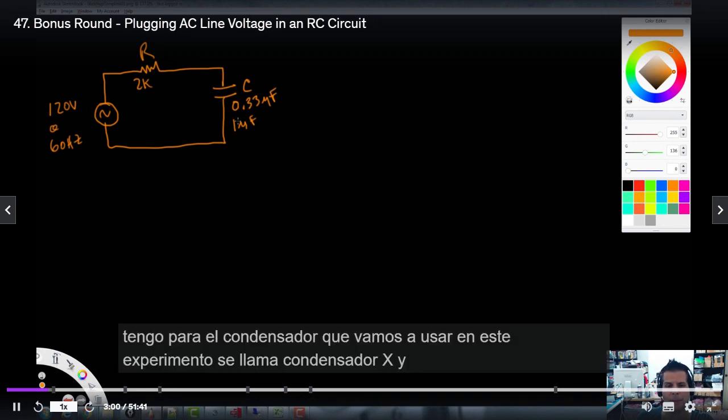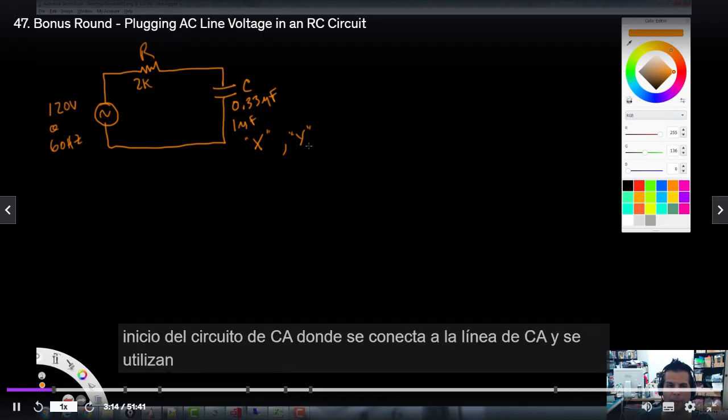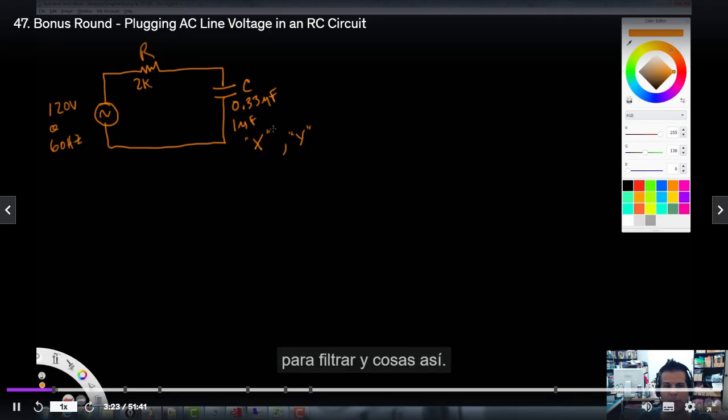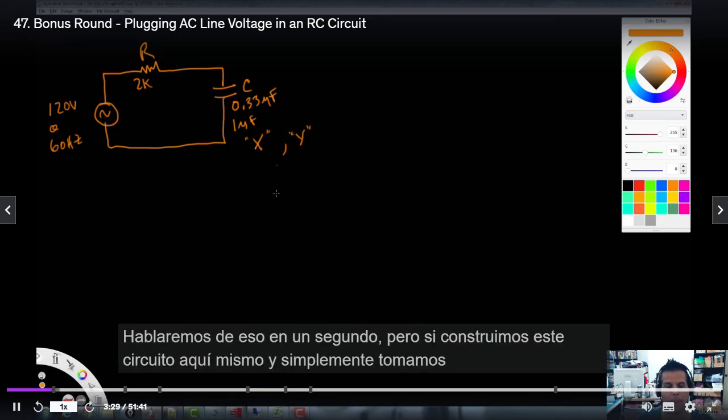The capacitor that we're going to use in this experiment is called an X capacitor. There are X capacitors and there are Y capacitors, which are used in AC circuits, at the start of the AC circuit where you connect to the AC line, and these are used for filtering and different things like that. So they're very safe, and they're designed to be used in certain ways. We're going to talk about that in a second.